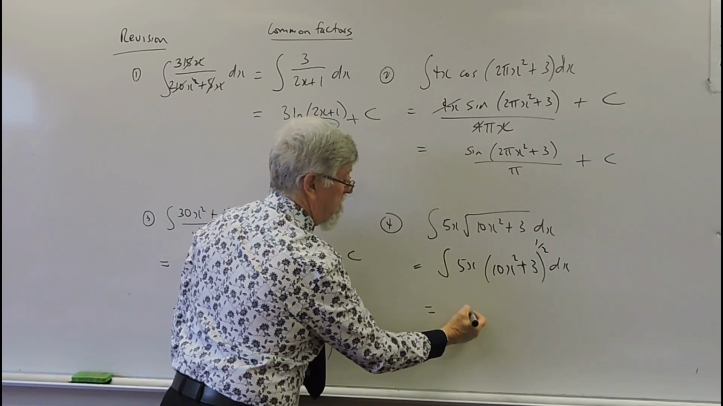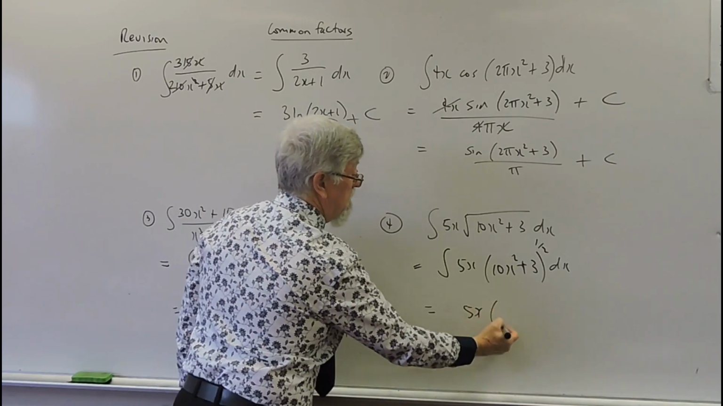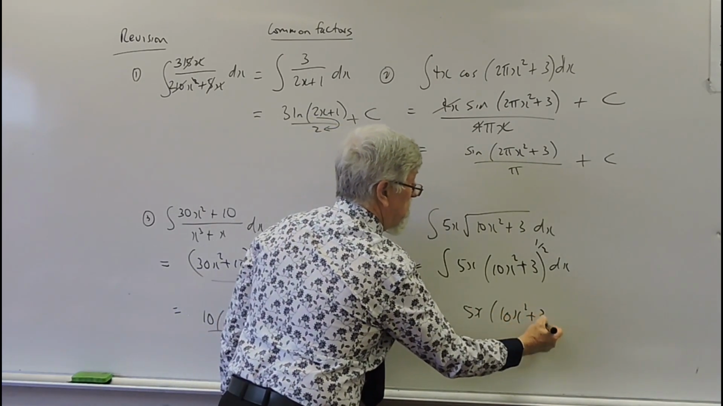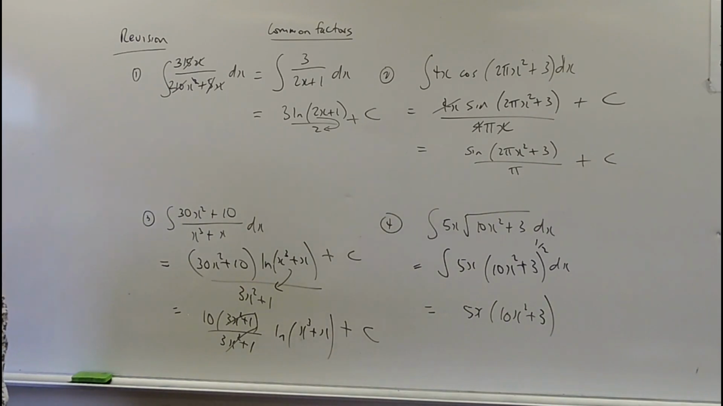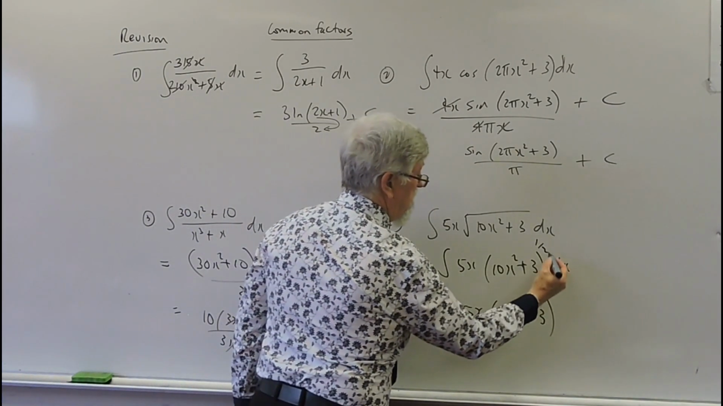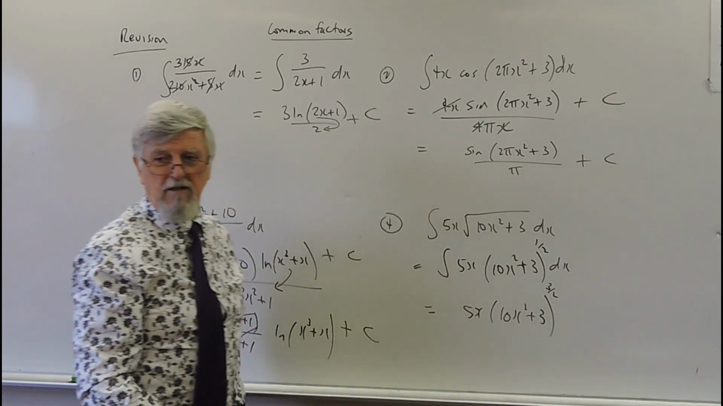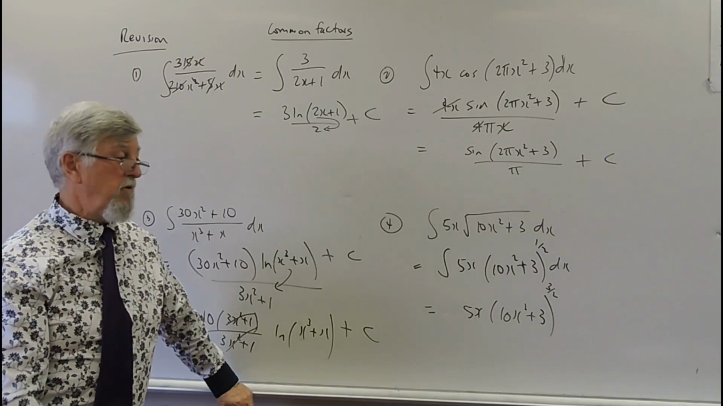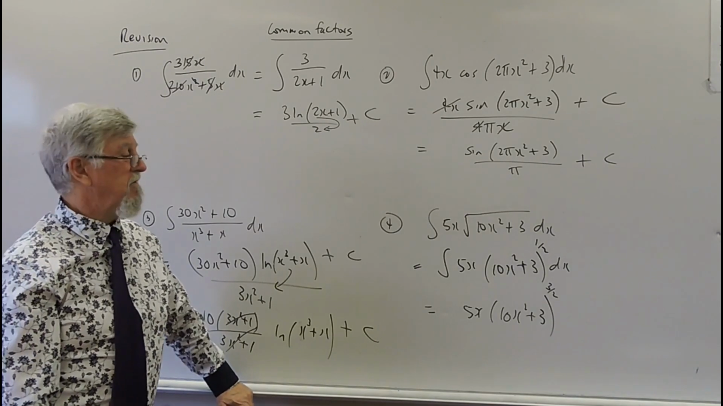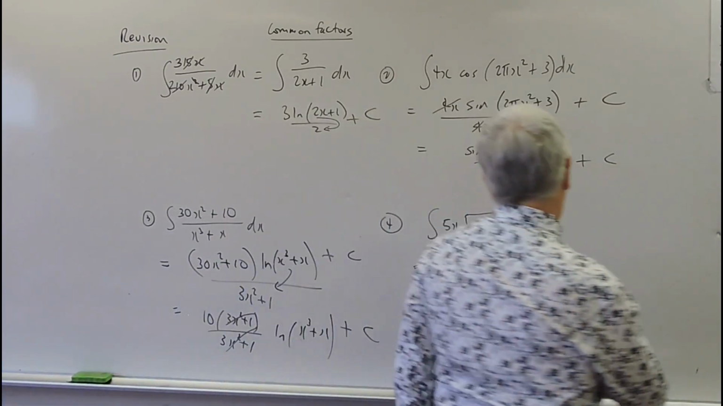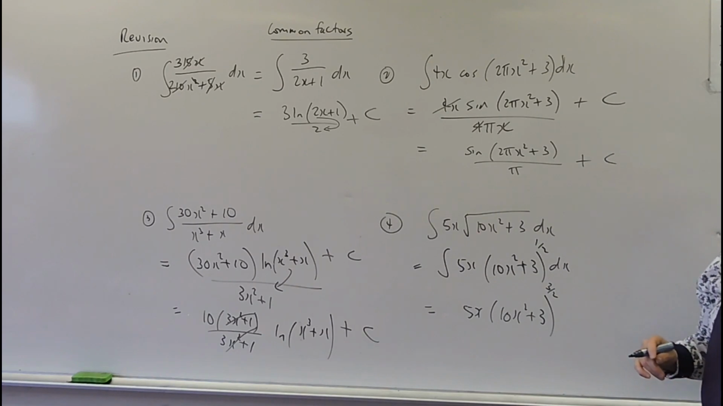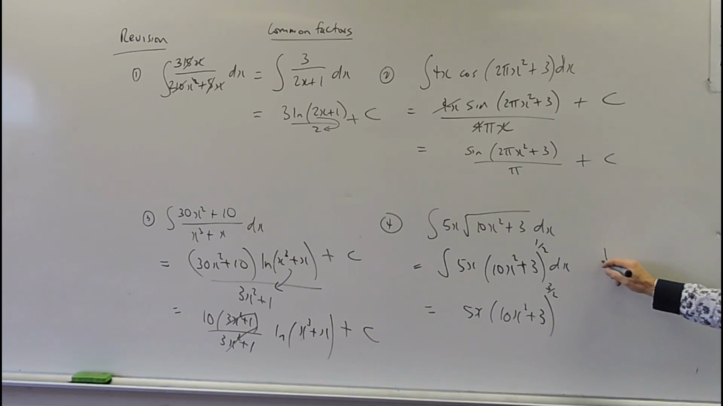So what do we have? 5x stays there. The 10x squared plus 3 becomes the power of? 3 on 2. So that's what you did in the last exam: you differentiated instead of integrated. In other words, you decreased the power when you should have increased it. So when we're integrating, we increase the powers.